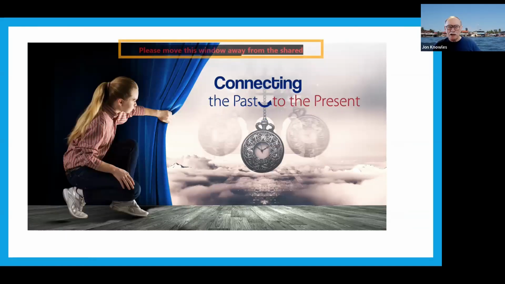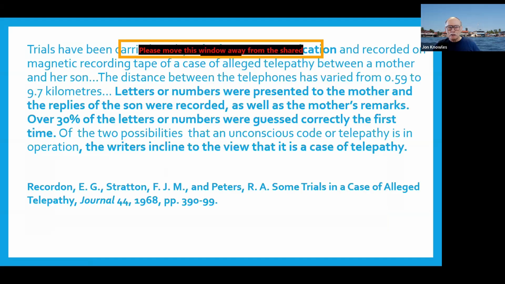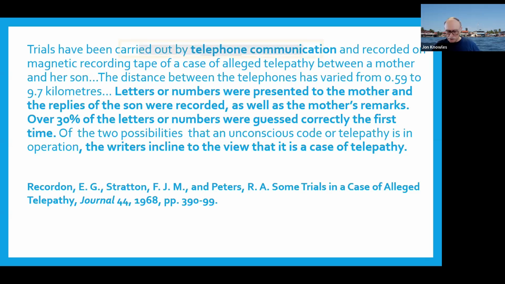So now looking at the past a little bit, at past work that's been done on this subject of alphabetics. Here's a mother and her son who were recorded over the telephone, and letters or numbers were presented to the mother, and the replies of the son were recorded, as well as the mother's remarks. Over 30% of the letters or numbers were guessed correctly the first time. So keep that 30% figure in mind. And the authors here in 1968 thought this could be a case of telepathy.